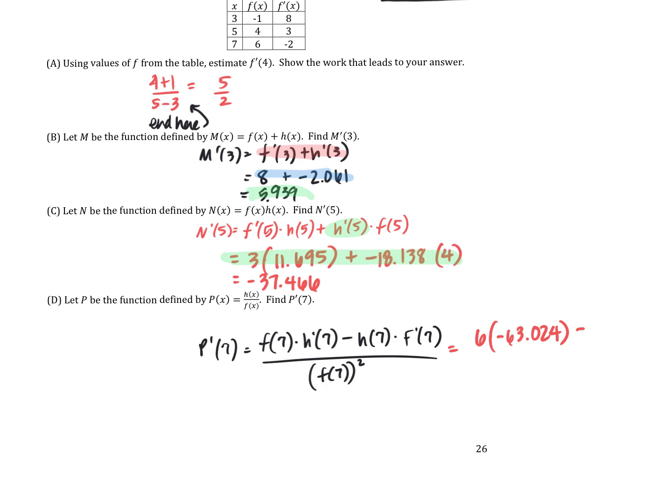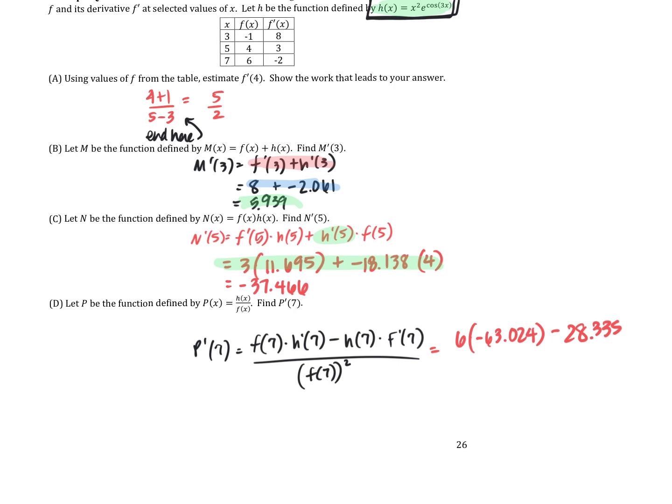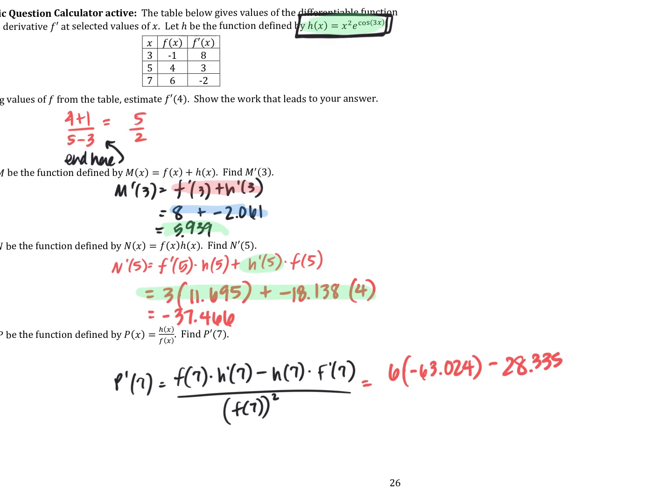Are you okay? 335, nice, Greer. Is F prime of 7 a thing? Yeah, negative 2, all over F of 7, all over 6 squared. 36. You could write 36. They're fine with that. Stop there.